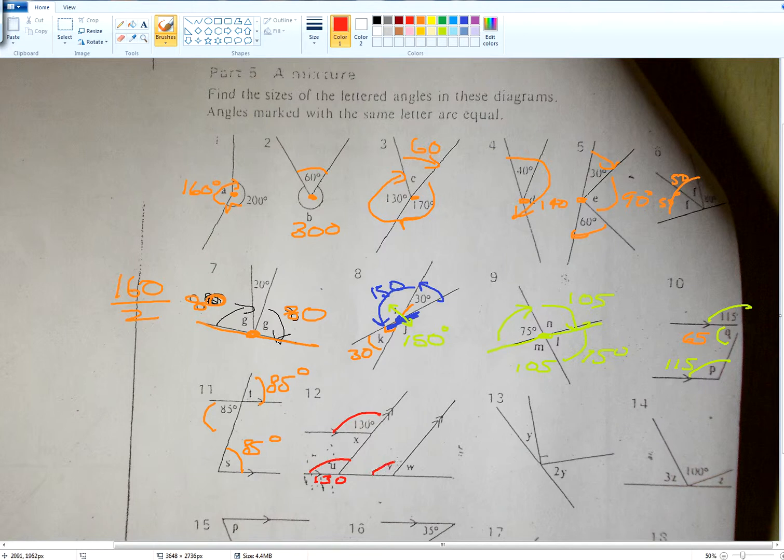And U corresponds with Y, so that is also equal to 130. With the W angle it gives you 180. So W is equal to 50. 130 add X gives you 180. So X is equal to 50.